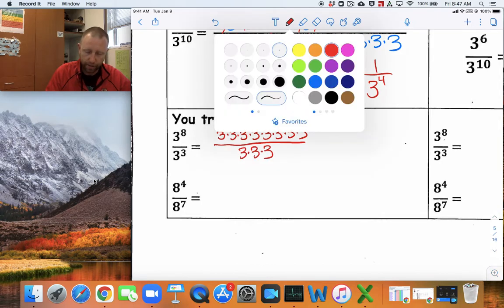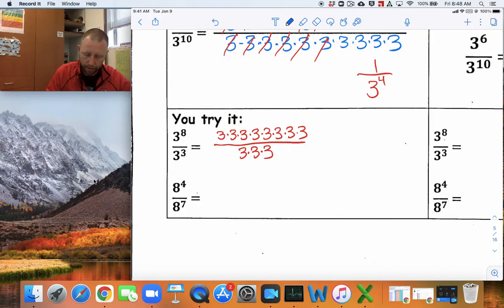Change to a different color so I can cancel out my pairs. So the 3's, those 2 cancel out, those 2 cancel out, and those 2 cancel out. I'm left with, how many is that? 1, 2, 3, 4, 5 3's on top. So it's 3 to the power of 5 on top. And I could put that over 1, but dividing by 1 doesn't change the value, so I'm just going to leave it as 3 to the power of 5.